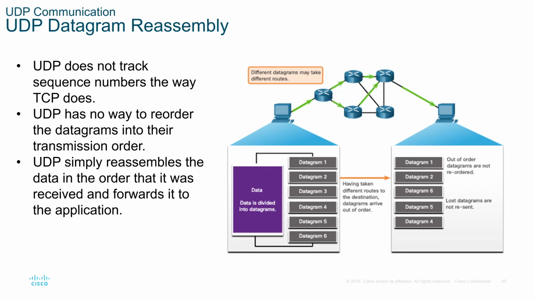As in the diagram, if things are either lost or arrive out of order, there is no way to put these back into the correct order or to ask for the resending of datagrams that were lost. So it has no way to reorder the datagrams into their transmission order. UDP will simply reassemble the data in the order that it was received and forward it to the application. Because the data will be out of order, the application will notice that the information is corrupt and ask for it to be resent.